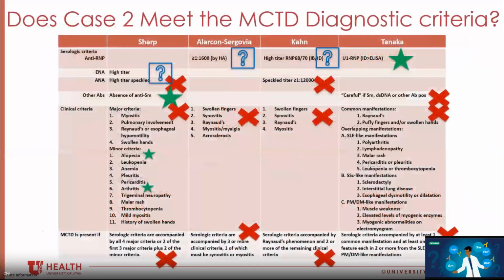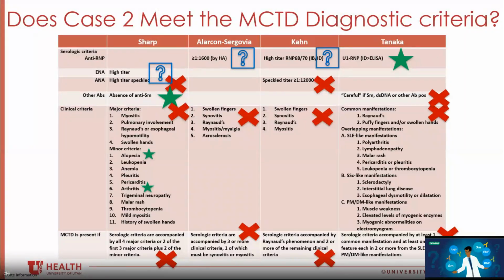Use of the proposed criteria for mixed connective tissue disease demonstrates that this patient is positive for RNP antibodies by ELISA, although similar to what we had discussed for the first patient, it's difficult to say whether they would have also been positive by hemagglutination or gel immunodiffusion.